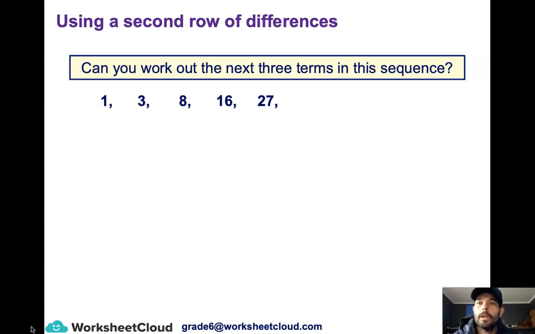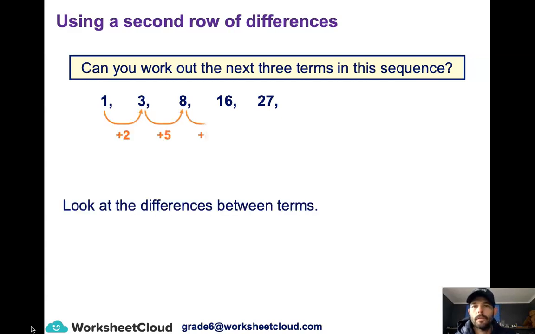So here we're going to look at a second row of differences, and you should be able to see that looking at the difference of each term, we increase by 2, then 5, then 8, then 11. So it's 3 each time. At the moment on the screen, that's a nonlinear sequence. The original sequence 1, 3, 8, 16, 27 is nonlinear. It's increasing by different amounts each time. The actual increases, the numbers in red, are also nonlinear. So 2, 5, 8, 11.